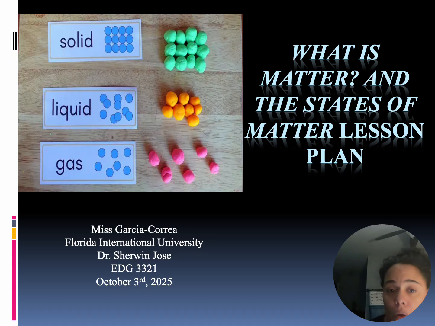So we already know what matter is. Matter is known as what is mass. It's what takes up space in everything.